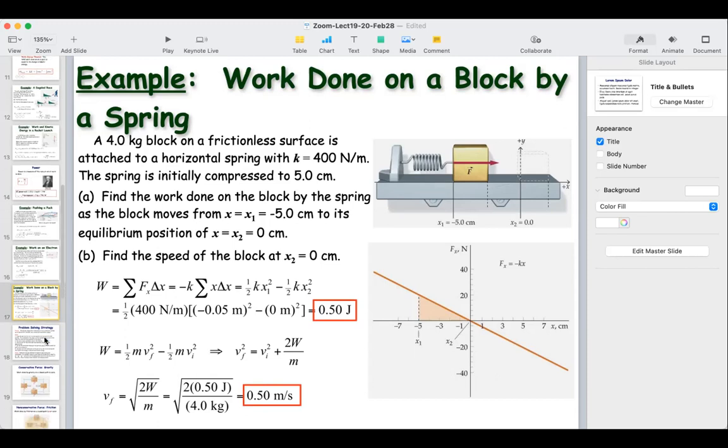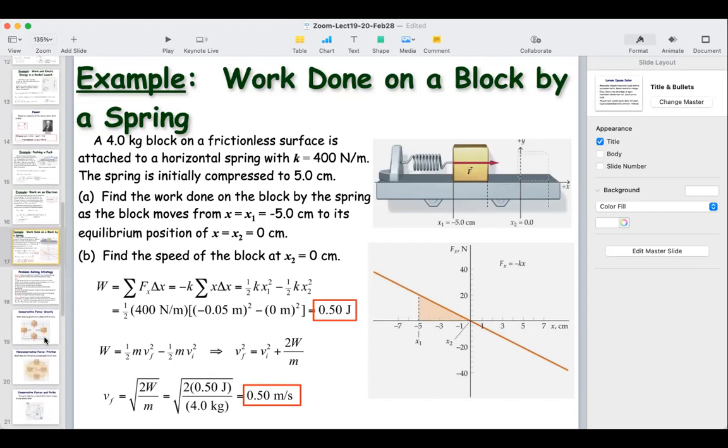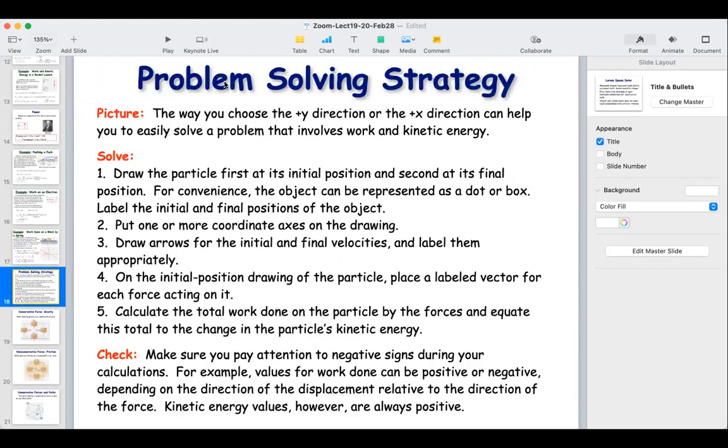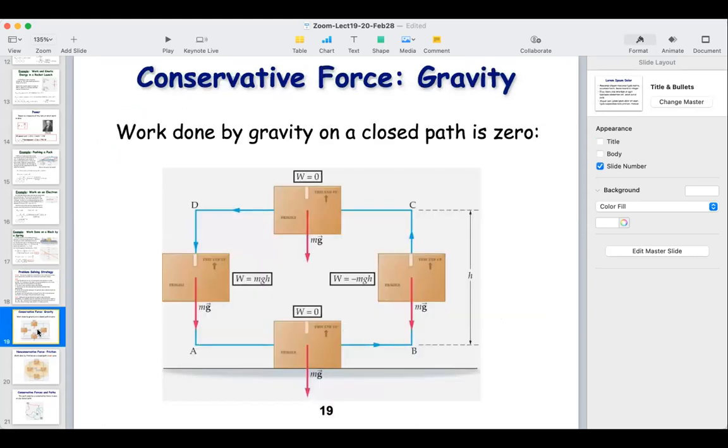Okay. So this is an example in the case we have the spring. The spring is always a bit more tricky in the sense that you have the X twice. One time is because of the force, and another time is because of the displacement, delta X. So here there are some problem solving strategy, and you can read those when you are at home. And then I want to discuss conservative force, for example, gravity.